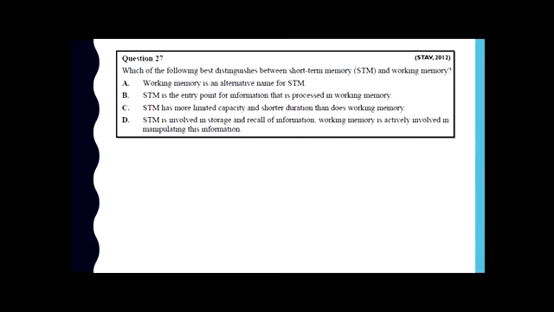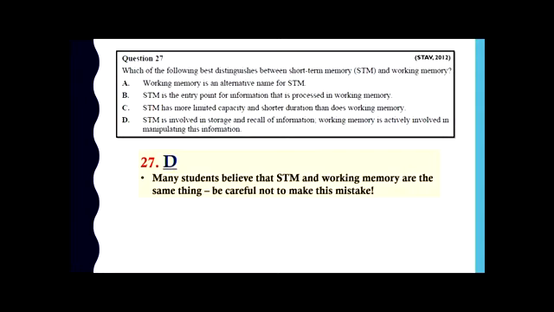Okay, question 27. So just have a go, see if you can think of what the answer could be for this one. So the question is, which of the following best distinguishes short-term memory and working memory? So anyone have a possible answer? Doesn't matter if it's wrong, I know it's still early in exam revision. B? D. D? Let's have a look. Yes, good work. So it's D.